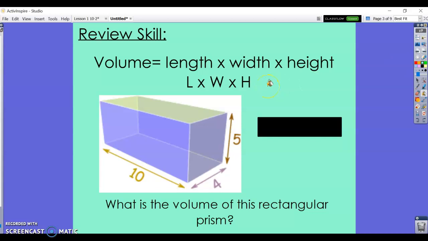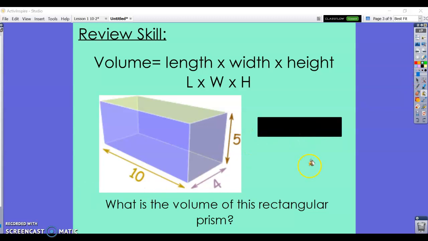So let's review our skill from last week. Volume is length times width times height. And I just want to give you a moment to think, what is the volume of this rectangular prism? And I'll give you a second. Okay, so you should have found that the length is 10 and the width is 4. And if I multiply 10 times 4, that gives me 40. But I'm not done because I still need to multiply that 40 by the height of 5. And if I multiply 40 by 5, that gives me 200.